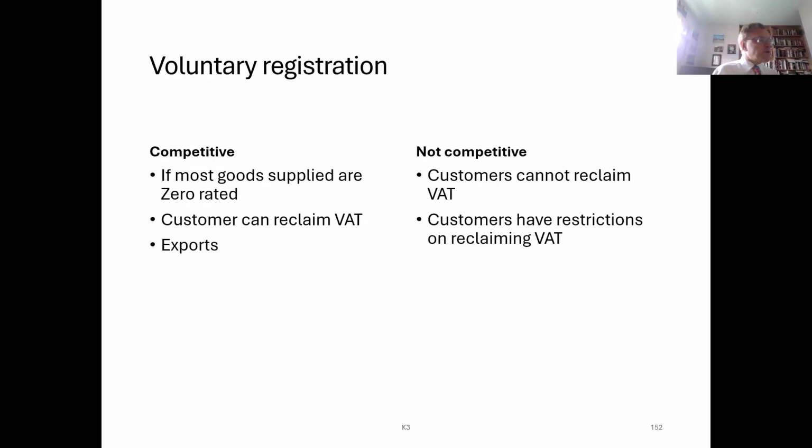Voluntary registration. If most goods are supplied as zero rated, the customer can reclaim the VAT. And even if your turnover is below £90,000 per annum, you might consider doing that. The same would be true with exports. What is not competitive is that you wouldn't voluntarily register if customers cannot reclaim the VAT, or the customers have significant restrictions on reclaiming VAT because they're making exempt supplies. This particularly applies to banking and insurance.